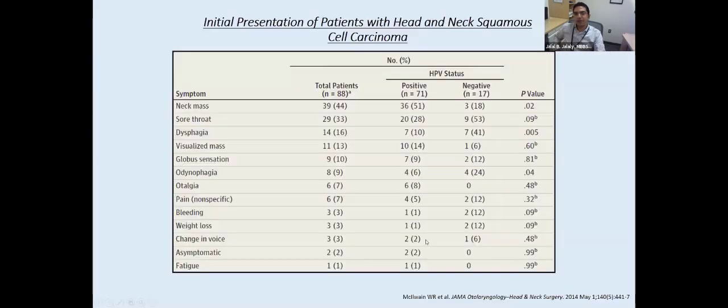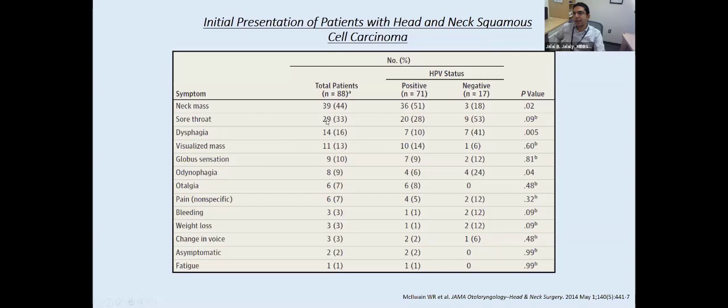So how common and how frequently do we see neck masses and metastatic squamous cell carcinoma without a known primary? Actually, it turns out to be quite common. In approximately 50% of patients with head and neck squamous cell carcinoma, about 44% of those will present with a neck mass initially. And if you look at those that are HPV positive, that frequency is actually higher in those patients.